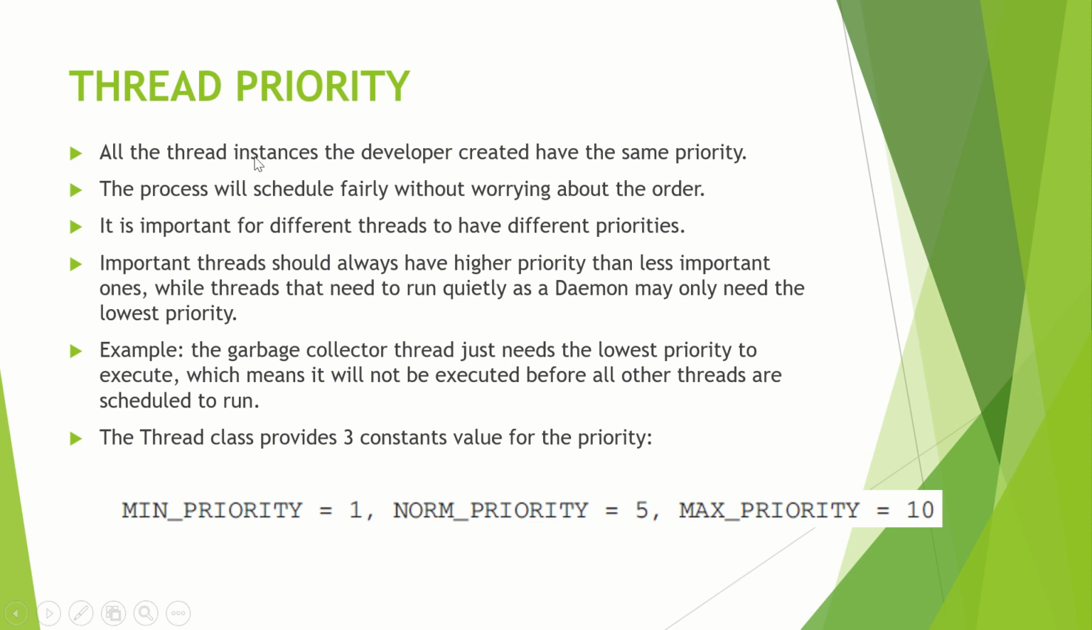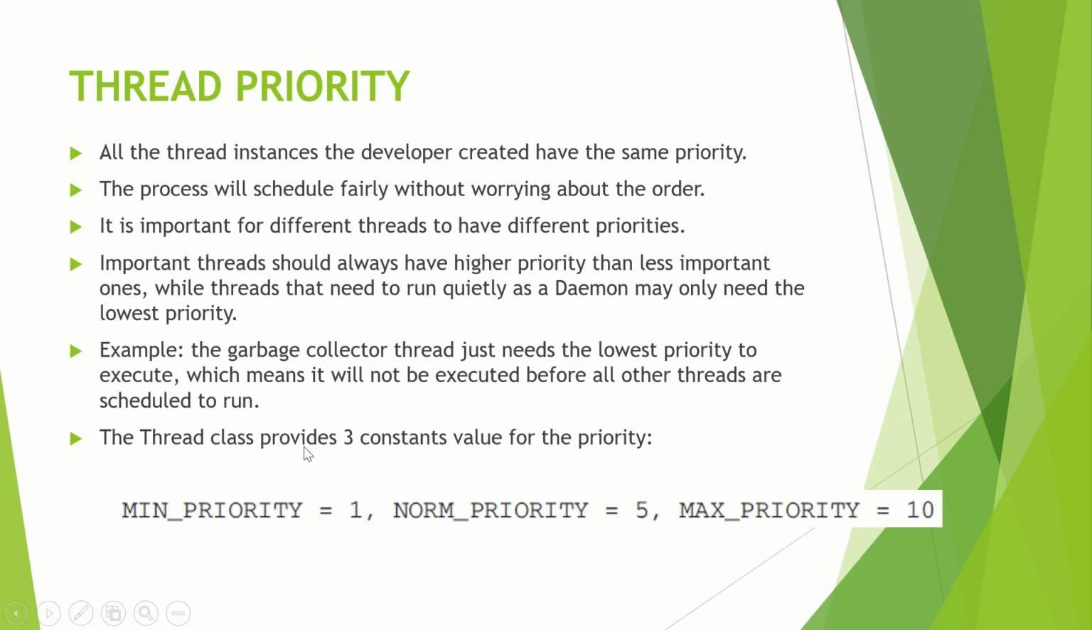So thread priority: there are many threads, but some are more important than others. This is why you have thread priority. If all the thread instances have the same priority, the process will schedule them fairly without worrying about the order. It is important for different threads to have different priorities. Important threads should always have higher priority than less important ones, while threads that only need to run when there is spare capacity may need only the lowest priority. For example, the garbage collector thread just needs the lowest priority, which means it will not be executed before all other threads are scheduled to run.